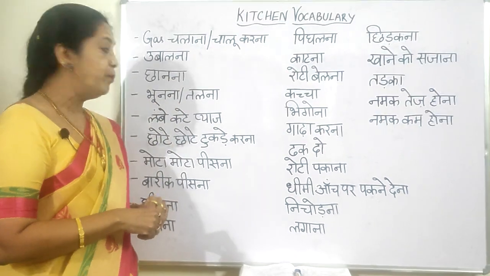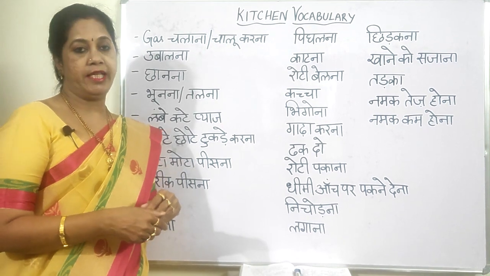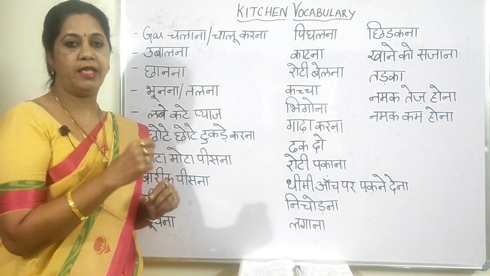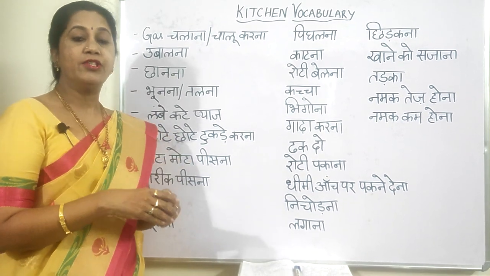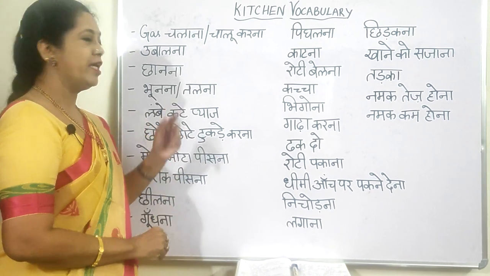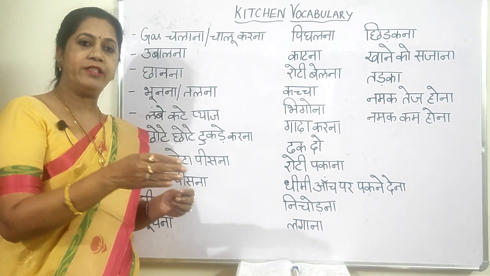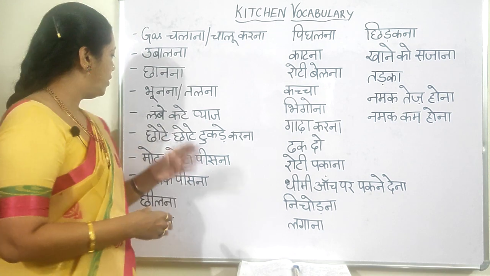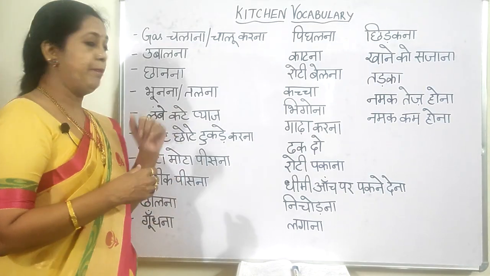Now the next one, bhunna or talna. Bhunna is saute. I don't know whether you would have heard this word in English, S-A-U-T-E, saute. That means to lightly fry it or stir it. So that is called bhunna or talna. So when you put onions and all that, and then you slightly try to fry them, that is called saute. Okay, or bhunna.